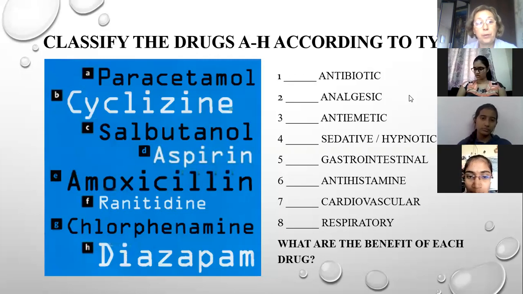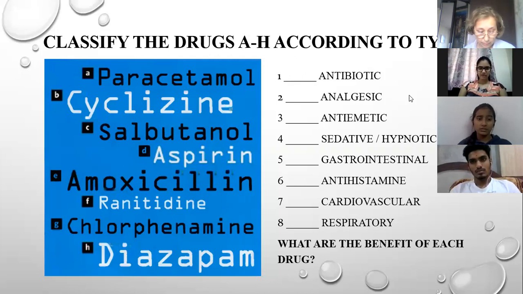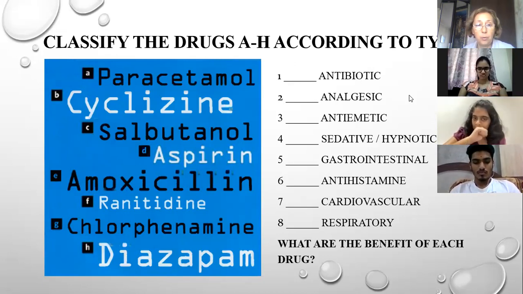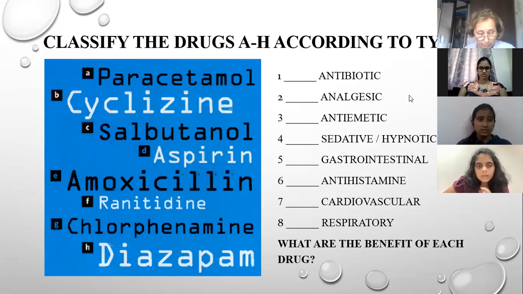So which of the drugs belongs to the antibiotic group? Amoxicillin. Yes. Amoxicillin is an antibiotic, okay. Which of them is analgesic? Paracetamol. Only paracetamol, or are there any other analgesic drugs? Aspirin. Yes. The next type of drug is antiemetic, and which drug should we write here? Cyclizine. Yes, cyclizine, right. You're right.